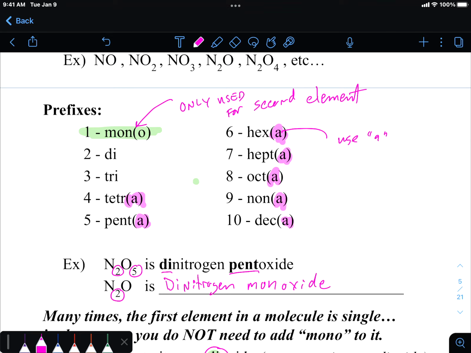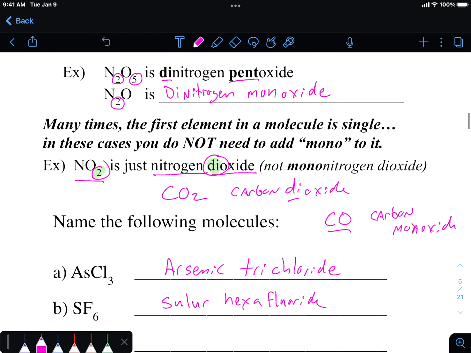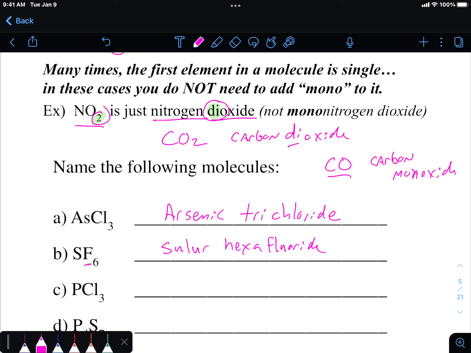And what I mean by if needed is, use the A if the element name begins with a consonant. Okay? So if we look at this example, fluorine is a consonant, so it's sulfur hexafluoride. F is a consonant, so we add the A. But if it was oxygen, oxygen begins with a vowel. So we would just call it hexoxide. We don't add the A if the element name begins with a vowel.